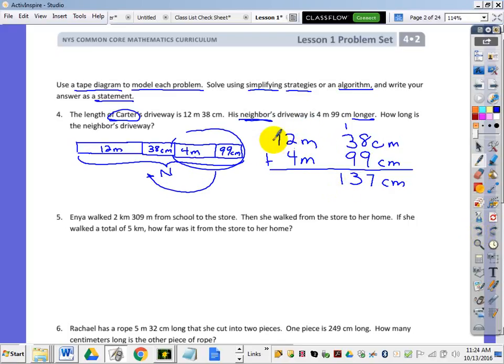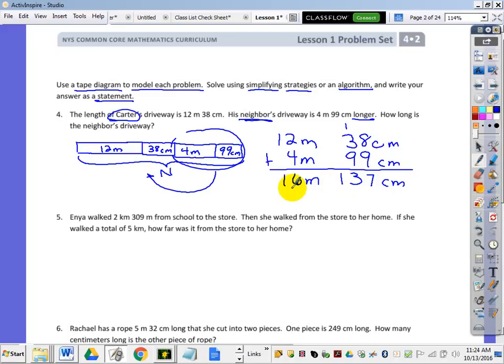Let's just add the meters together. 12 plus 4. 2 plus 4 is 6, so 16 of them. I can say the driveway is 16 meters, 137 centimeters, which is a little bit weird, because once I have 100 centimeters, I can regroup them as a meter, correct?